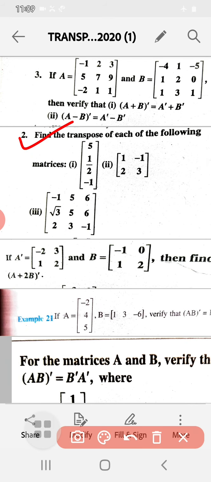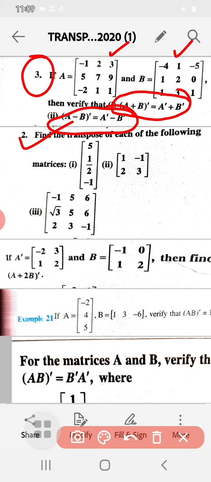So this one is 4. Now let us consider this one here. If A equals minus 1 2 3 5 7 9 minus 2 1 1 and B equals 4 1 minus 5 1 2 0 1 3 1, then verify. So as I told here, properties of transpose of matrices. So we have to verify these properties.